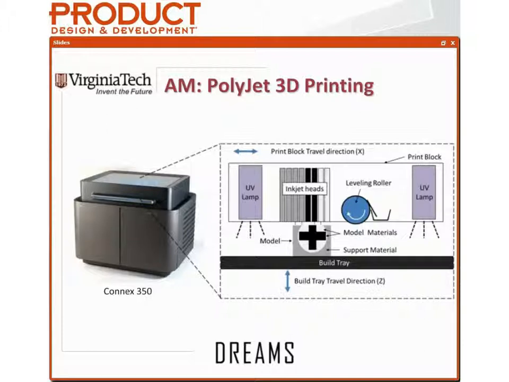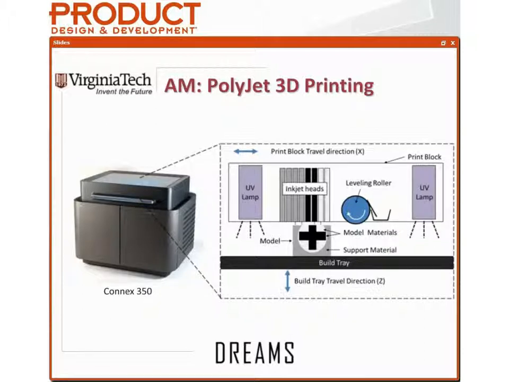So again, layer by layer, you can create parts from the bottom up. Now, in the top-of-the-line Objet Connex models, you can actually make multiple materials, which is a very unique feature. It's the only commercially available technology that will allow you to do multiple materials.